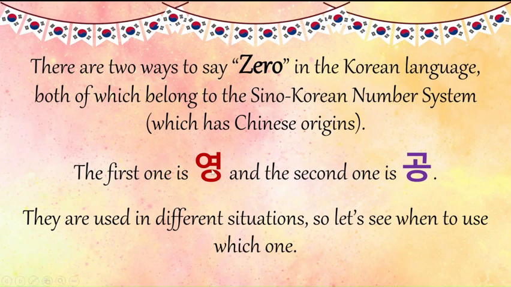So the first one is Young, and the second one is Kung. Alright, so these are the two ways to say 0, and because there are two different words for one number, there has to be some kind of difference between them, and the difference lies in their usage. They are used in different situations. So now let's see when to use which one.